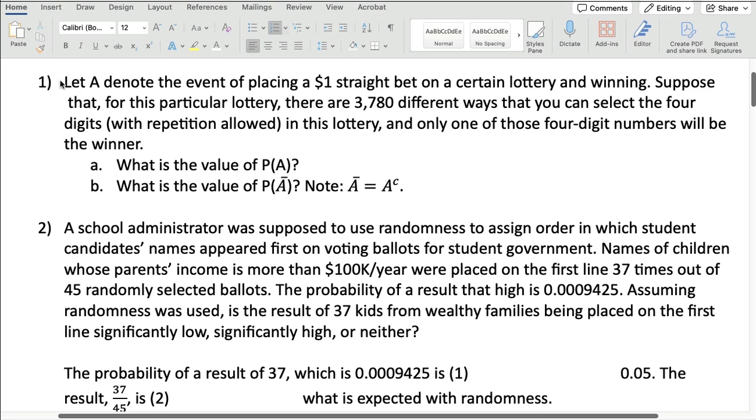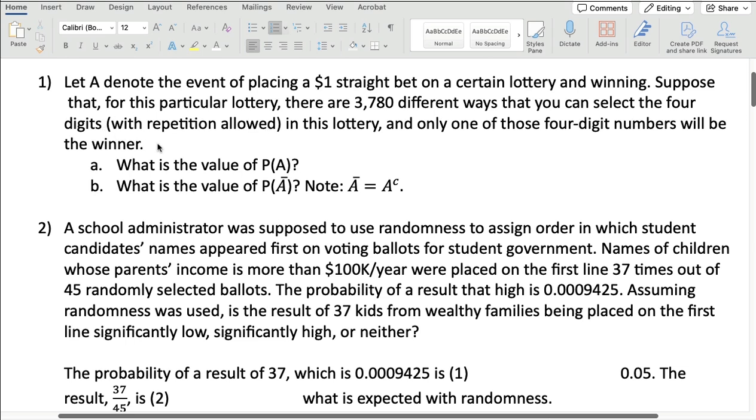The first question: let event A denote an event where you're placing a dollar straight bet on a certain lottery and winning. So basically, event A is placing a bet and winning. The winning part is going to turn out to be the important piece here. Then it says, suppose that for this particular lottery, there are 3,780 different ways that you can select the 4 digits in this lottery with repetition allowed.